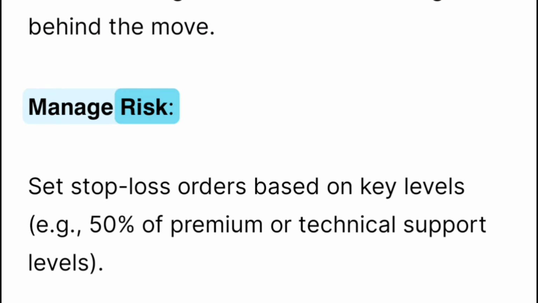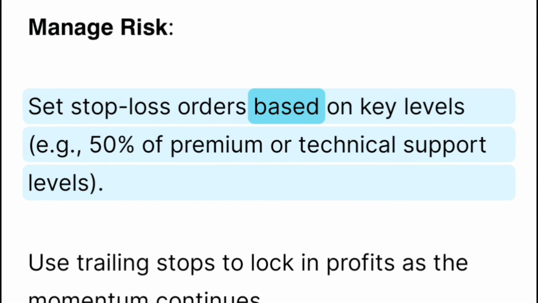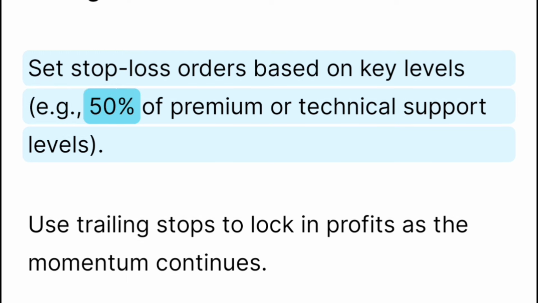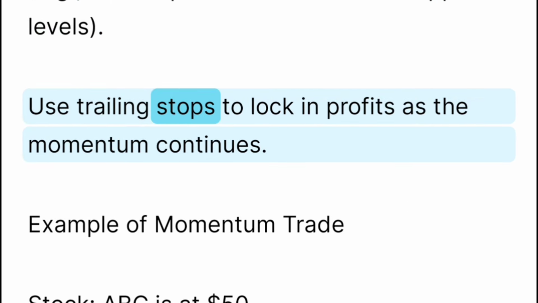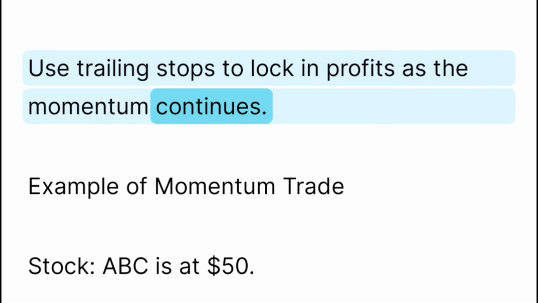Step four: manage risk. Set stop-loss orders based on key levels, for example, 50% of premium or technical support levels. Use trailing stops to lock in profits as the momentum continues.